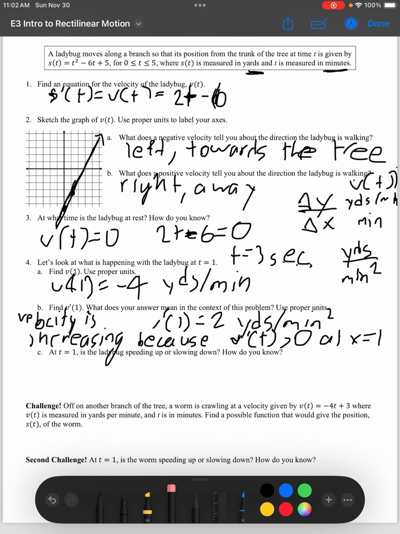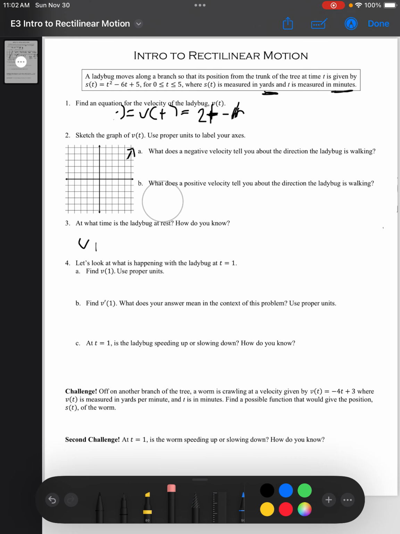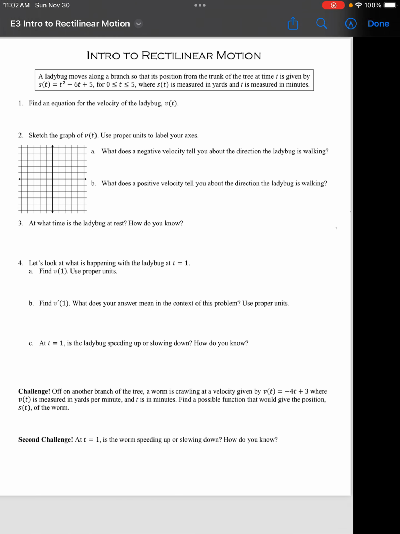So I think we can just erase all of this. It's looking a bit messy. Okay. Can you zoom back?